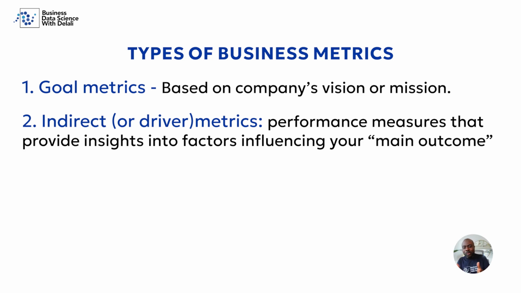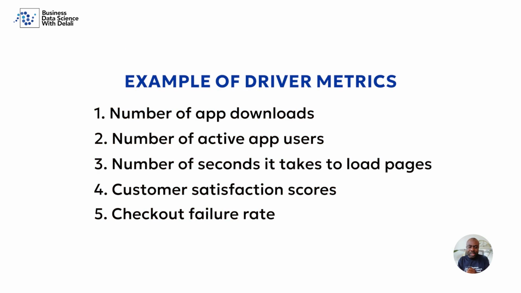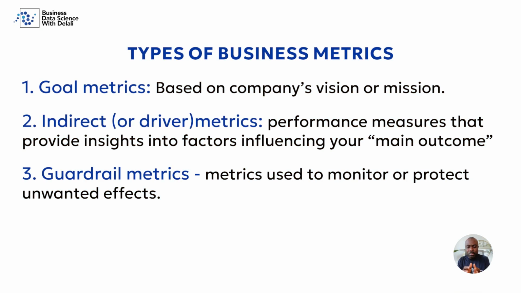Okay, so examples of driver metrics that I've just mentioned are the number of app downloads, website load times, and things of that sort. So those are all called indirect, or basically driver metrics. Okay, the third type of metric is what I call guardrail metrics. What are guardrail metrics? Guardrail metrics are metrics that we use to ensure that our actions are not having any negative consequence. So we use them as guardrails.